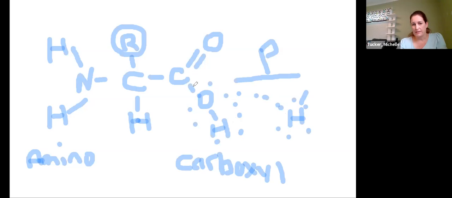This bond now is going to swing over and connect to the nitrogen on the other amino acid. And that's how those are going to connect. So amino acids are made up of an amino group. They're made up of a carboxyl group. When you combine them to get a dipeptide, you get 1 peptide bond.